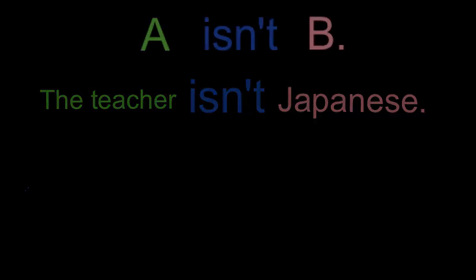Now we're going to make that negative. So we're going to need to say A isn't B, which becomes the teacher isn't Japanese. Okay, we're going to need our pattern now, the A isn't B pattern. And this is how it works. It's a little more complicated than the positive sentence because there are three different ways that we're going to learn. The first is the very, very formal way. And this is used when you're writing formal documents or when you're in an extremely formal situation and you're speaking to someone.